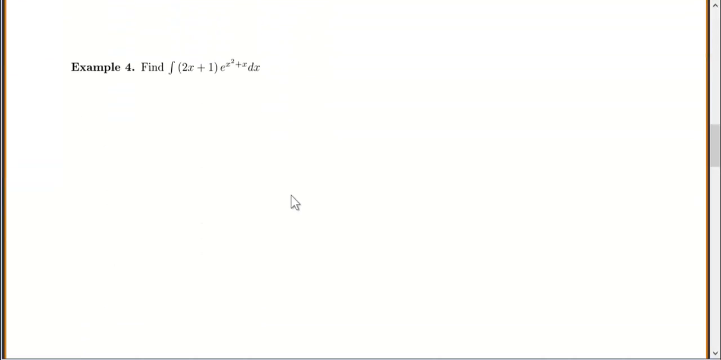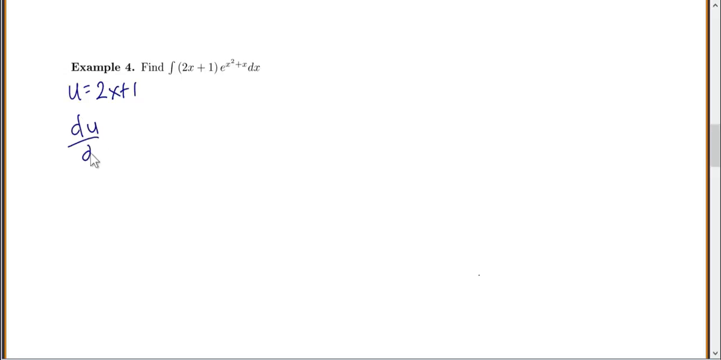Let's practice. So let's say we want to find the integral of 2x plus 1 times e to the x squared plus x dx. Now when you pick the u, again, lots of times you might pick the wrong u to start with, and that's okay. So let's say first I try to find 2x plus 1 as my u.